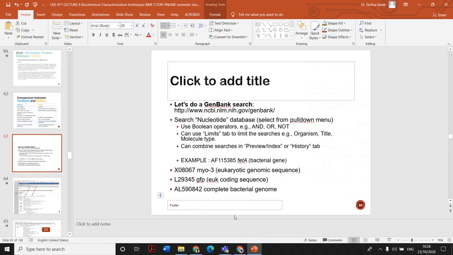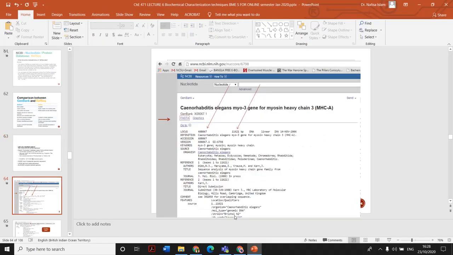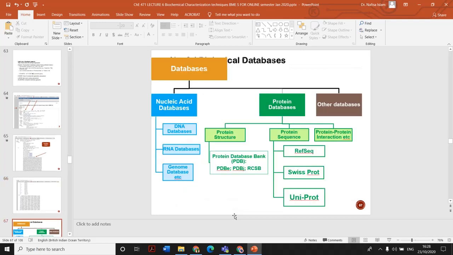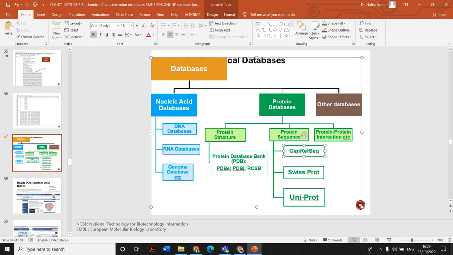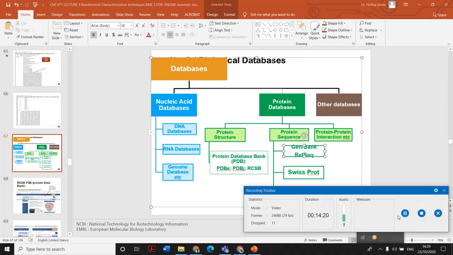Let's see if I missed out anything. Okay, so I'm going to stop right here. That protein sequence we just looked at, you have GenBank or RefSeq, and correspondingly you have SwissProt or UniProt, and there are lots of others. Okay, so go ahead and experiment with those, and we will look at some of the others in the next video.